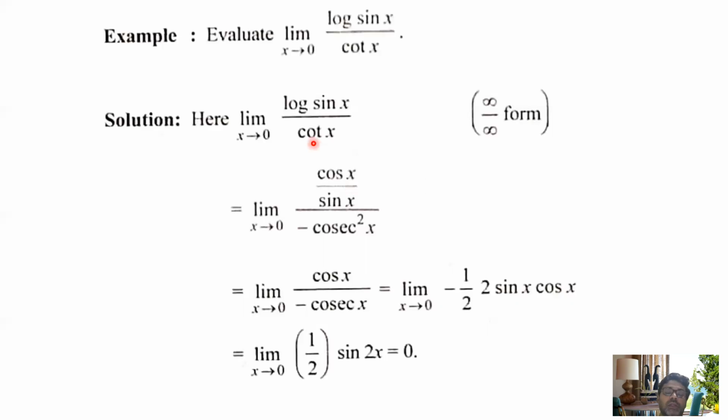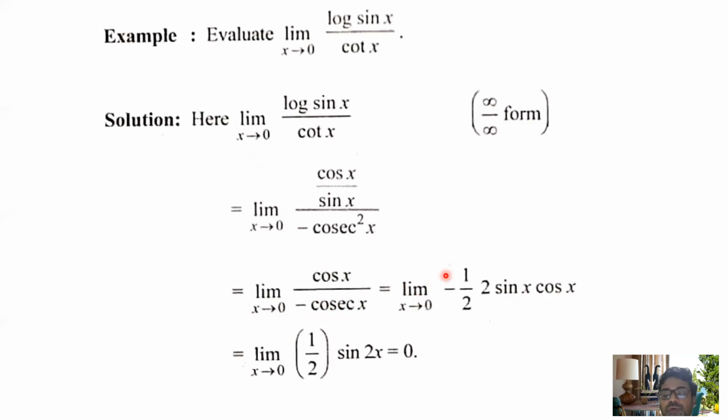You differentiate this: log sin x derivative is 1 by sin x into the derivative of sin, which is cos x, so cos x by sin x, and cot derivative is minus cosec square x. After simplification, cosec square means 1 by sin square x. After simplification, you have cos x by minus cos x. If I put x equals to 0, then cos 0 is undefined, and this also has cos x. Now we have minus sin x, cos x.